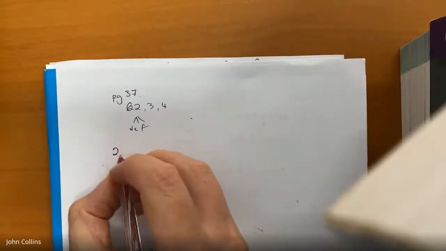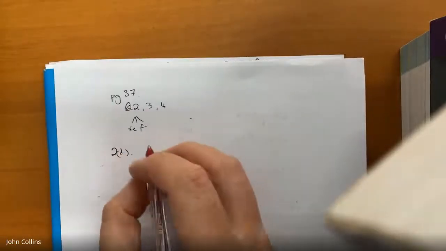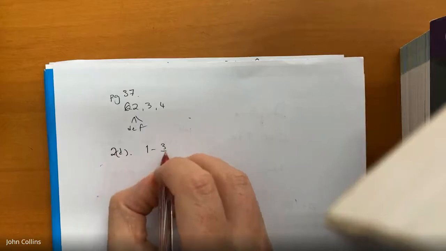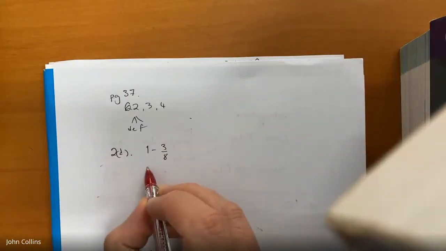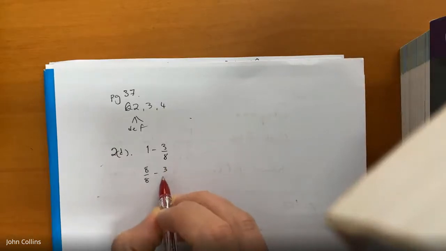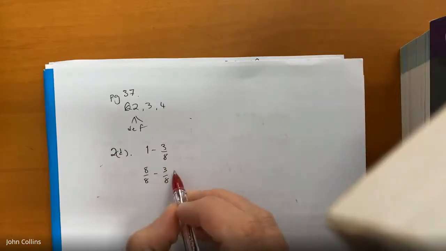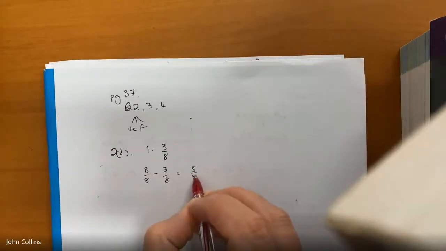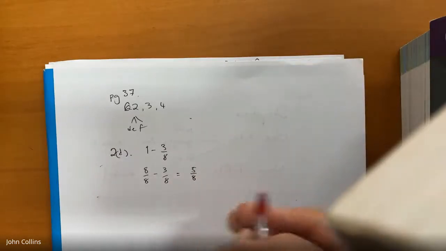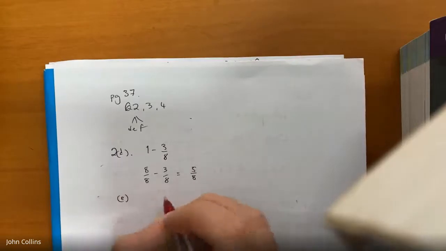Okay, so this is question 2. D, so this is 1 take away 3/8. So 1 can be, well, common denominator here is 8. So 8/8 is 1. 8/8 take away 3/8 is going to be 5/8. That's the answer for the first one.